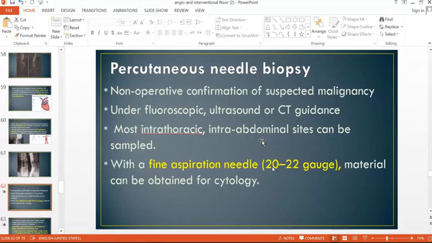Another form of interventional radiology is percutaneous needle biopsy. It is used for non-operative confirmation of suspected malignancy. It can be performed under fluoroscopy, ultrasound, or CT guidance. Most intrathoracic and intra-abdominal sites can be suitable for this procedure. Now we can obtain fine needle aspiration using a 20 to 22 gauge needle. Material can be obtained for cytology. So we have percutaneous biopsy and we have percutaneous fine needle aspiration cytology.